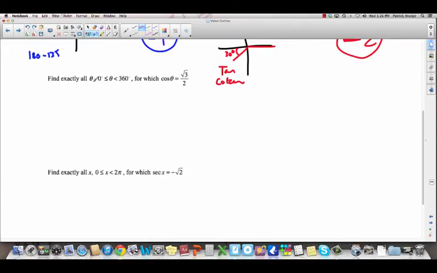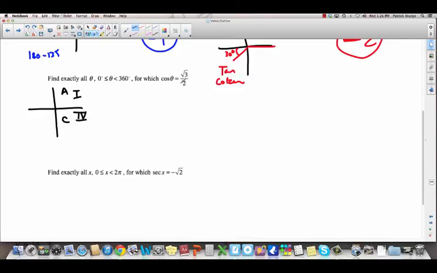Okay, find all the angles between 0 and 360 for which cosine theta is √3/2. Okay, first of all, which quadrants would this be in? Cosine is positive. Where's cosine positive? They're all positive here. All angry Serbians take creatine right there. So it's going to be in quadrant 1 and quadrant 4.